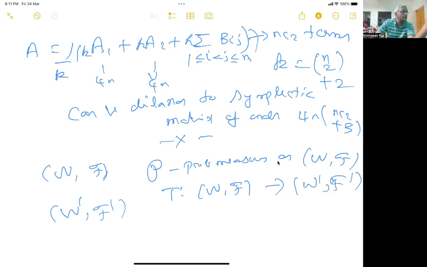The map is a function T from omega to omega prime, but you mention the script F because it should be measurable with respect to that. T inverse of something should land up here. So it will actually give a function from F prime to F. If there is a function from omega to omega prime, then using the inverse, it will give a function from F prime to F.